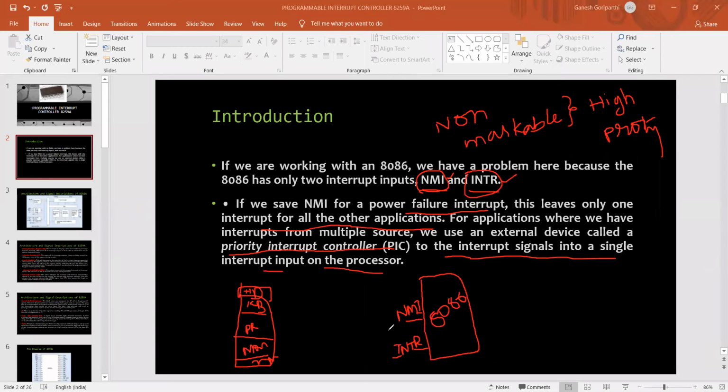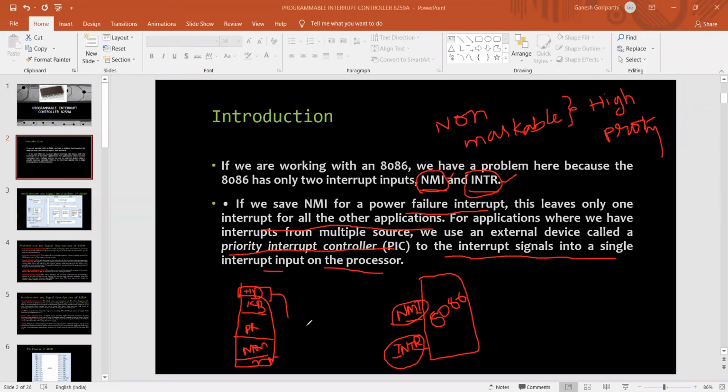But out of the two interrupt pins that we have, this one is reserved for the power failure interrupt. That means it interrupts the processor when the power fails. That is the importance of this non-maskable input, and this has the highest priority. Now, we are left with only a single interrupt input signal. So what happens here?